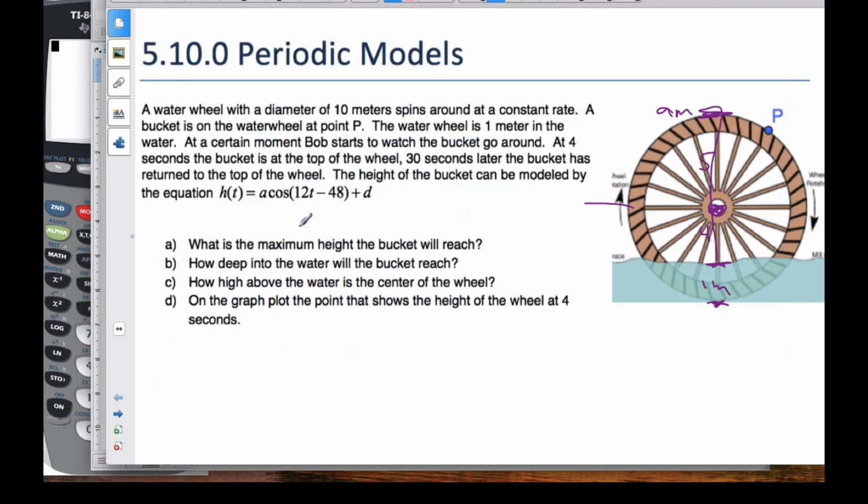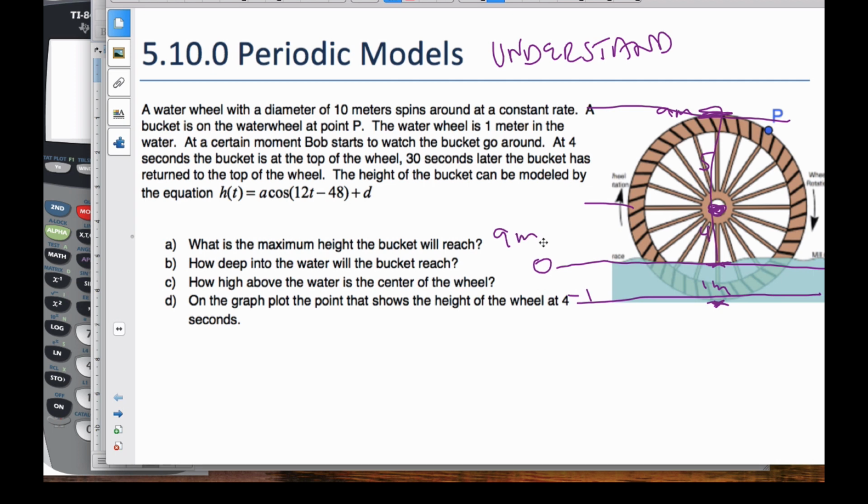All right, so now that we understand this problem, which is always really important, that you understand what is going on before you start just crunching through some algebra or numbers. So what is the maximum height that the bucket will reach? Well, if 0 is my water level, here is 0, here's going to be minus 1 in the water, so then my highest level is going to be 9 meters. How deep into the water will the bucket reach? Well, it's going to reach down here to -1 meters.